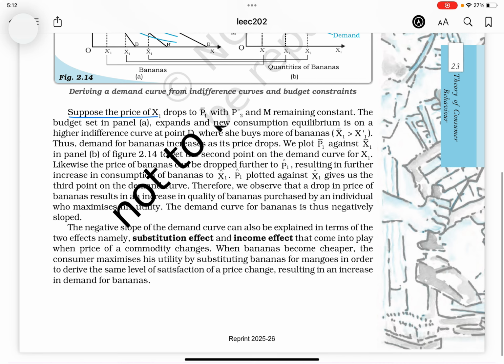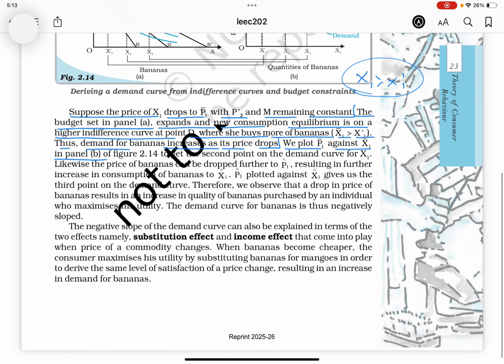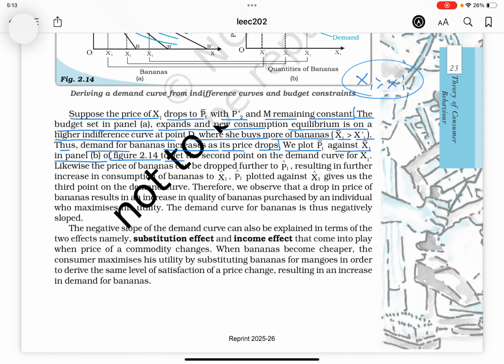Suppose the price of x1 drops to p1' with p2 and M remaining constant. The budget set in panel A expands. A new consumption equilibrium is on a higher indifference curve at point D where she buys more of banana x1, greater than x1'. Thus demand for bananas increases as its price drops. We plot p1 against x1 in panel B of figure 2.14 to get the second point of the demand curve for x1.